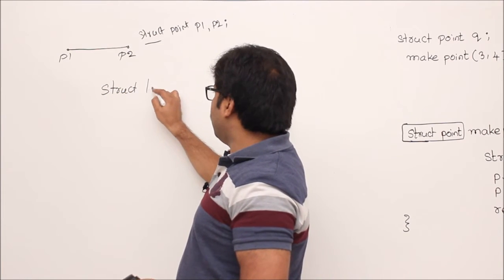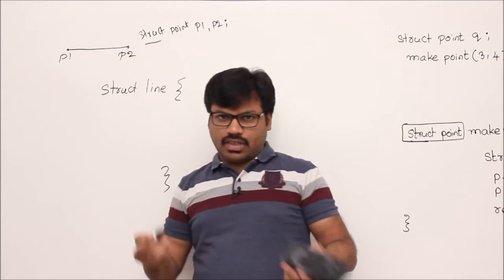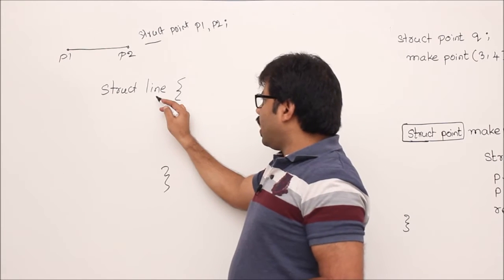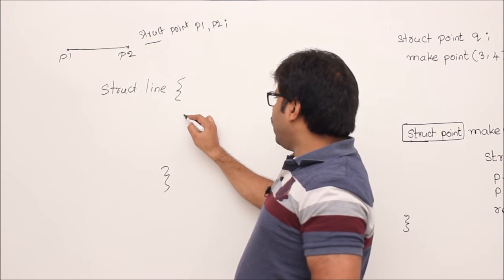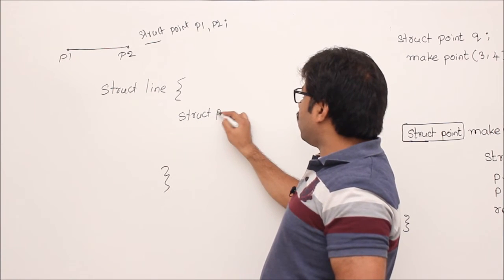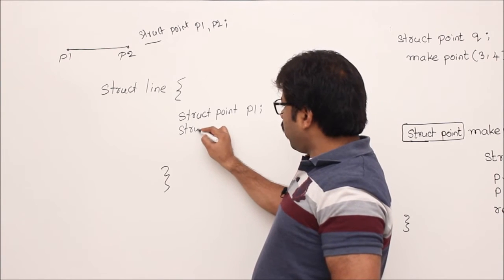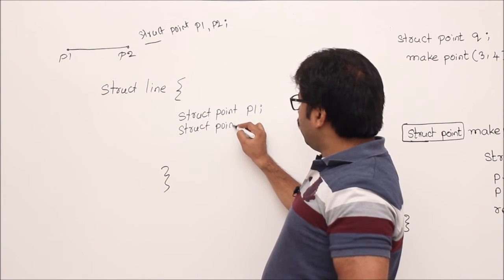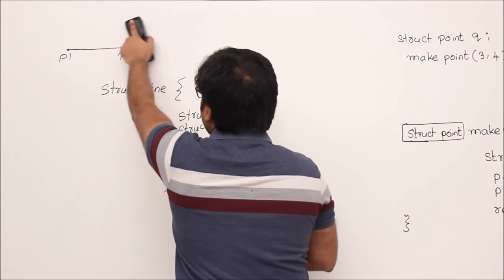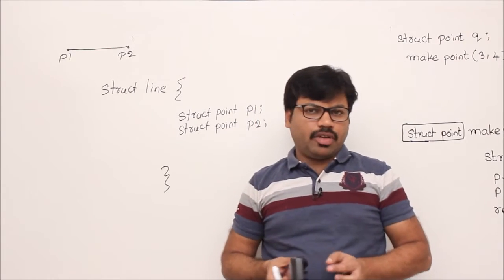Try to understand the pictorial representation of that line. So a line will have 2 points, correct? That's why struct line will have two members: point 1 and point 2. What is the type of p1? It is nothing but struct point p1. Now struct point p2. Let me erase these two to avoid confusion. I was just giving p1 and p2 here to illustrate what the data types of p1, p2 are.